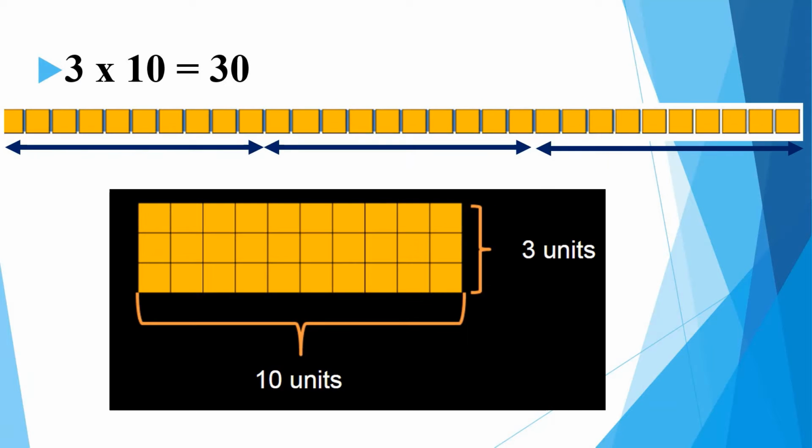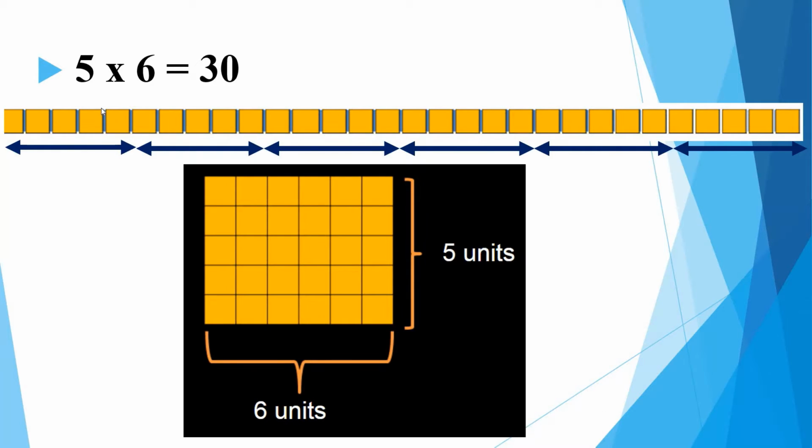For the third arrangement, Ben has arranged all 30 squares in 3 rows such that there are 10 squares in each row. Correct? The length of the rectangle thus obtained is 10 units and the corresponding breadth or the width is 3 units. We can write 3 times 10 is equal to 30.